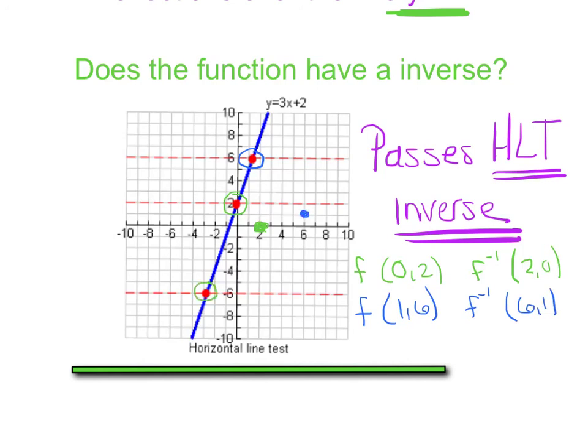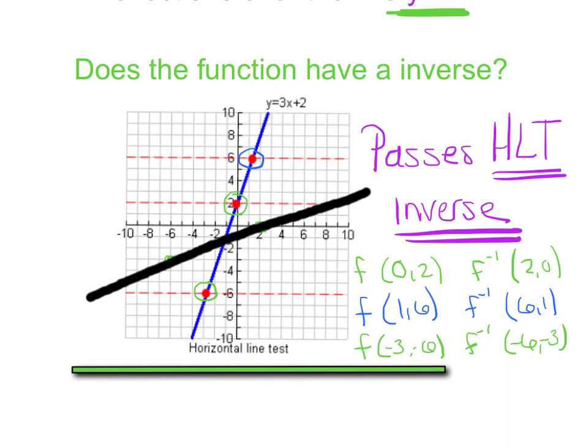And lastly, let's take this point, negative 3, negative 6. If I want to be on f inverse, that's going to be negative 6, negative 3. We'll plot that point. And now we'll try to connect them as smoothly as possible. So there is the graph of my inverse, and I'm just going to label it f inverse.